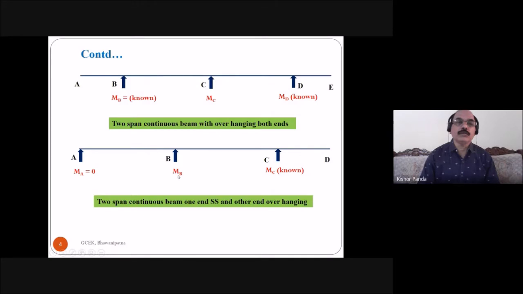So here also you need only one equation, because MA is 0 and MC is a known value, and only this interior support moment is unknown. So you have to find this moment by taking one equation. You apply the Clapeyron theorem to the spans AB and BC, and you will get one equation. After solving this equation, you will find the value of MB. And here this is a known value, this is also a known value, and the moment of the interior support is unknown. So here also you need only one equation. You apply the Clapeyron theorem to the spans BC and CD, you will get one equation, and after simplifying it you will find the moment here.